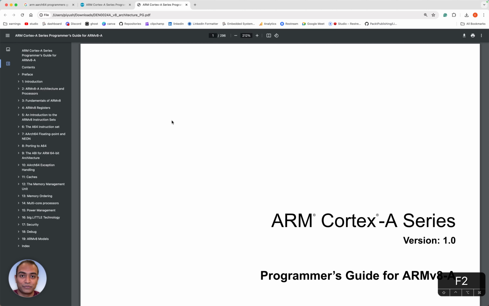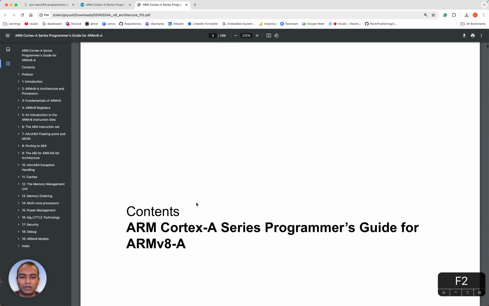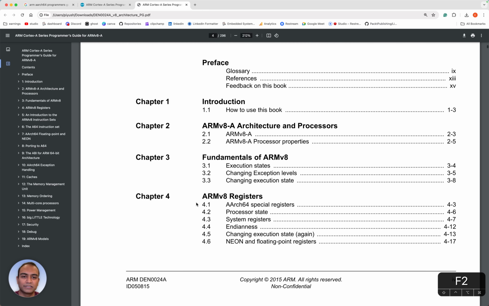Okay, perfect. So now what we do is return back to the document that we had downloaded, the programmer's guide to ARMv8-A, and then let's just browse through it as to what kind of information it has for us. So what I've done here is, on the left side, opened up the table of contents, right? And if we scroll down below, it's also listed here.